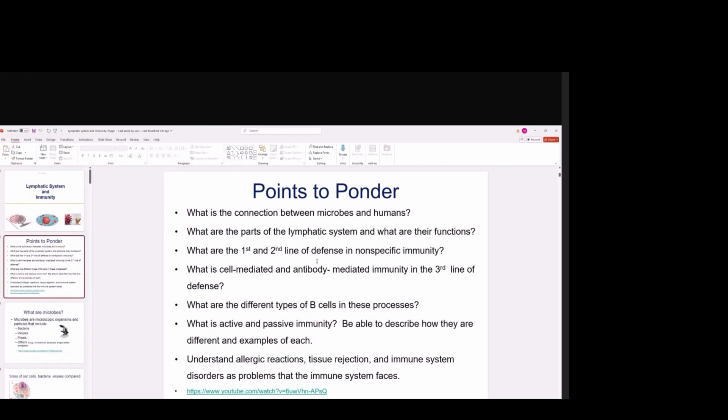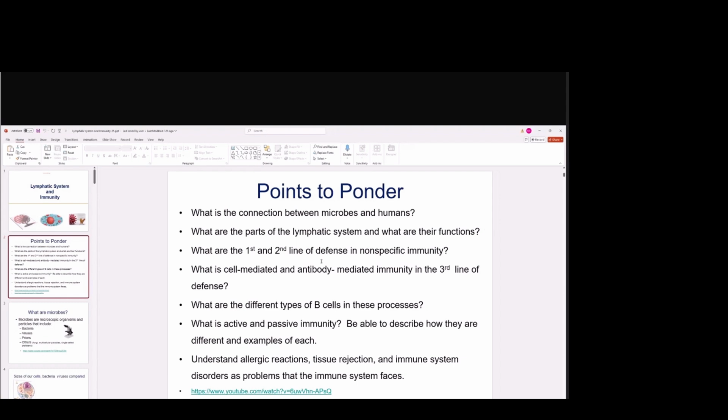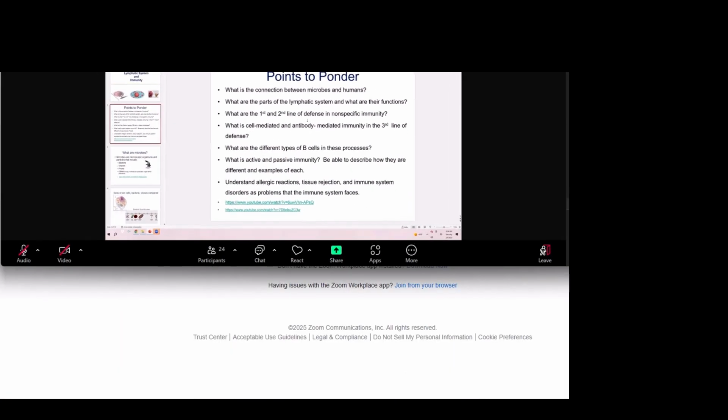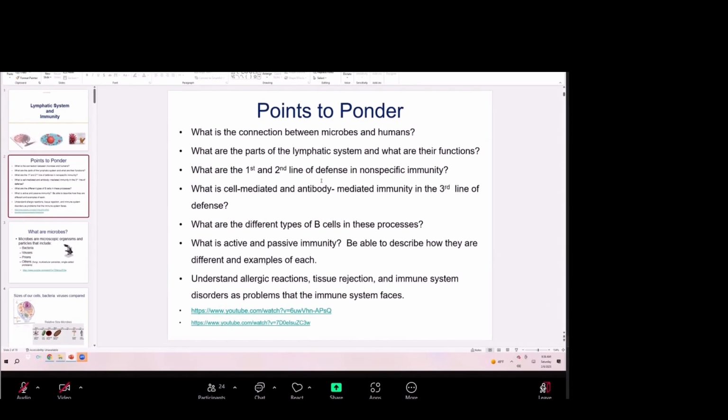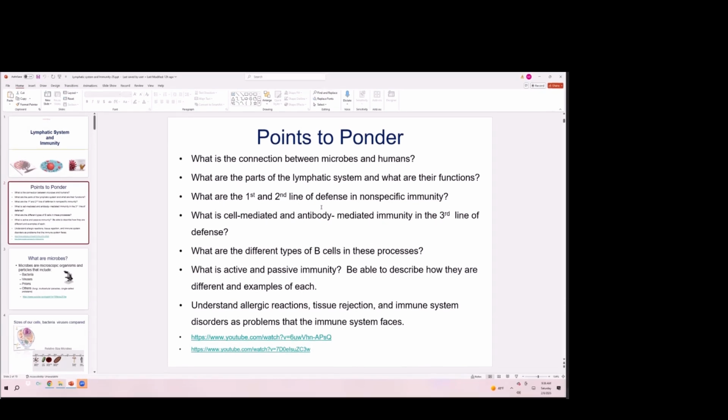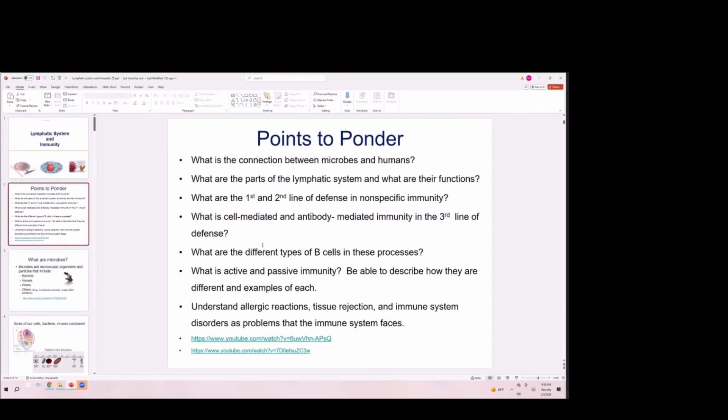And when we are looking at how the body defends itself, we're going to see that it is almost like it has different levels of defense. You will hear about the first, the second, and the third line of defense. And in this third line of defense, we'll talk about the cells, the white blood cells and antibodies that are involved in it, what they are, and how they do their job. And then we'll talk about B cells, which is one of the kinds of white blood cells. And then we'll talk about immunity.